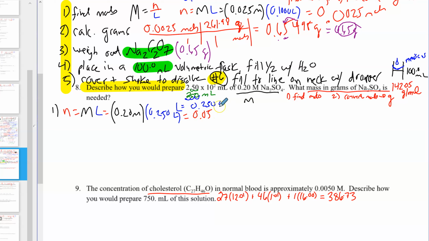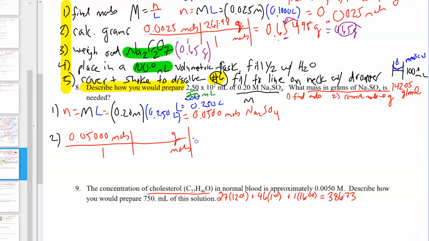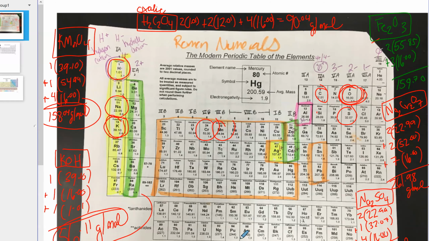0.05. Now, for sig figs, technically we need to have 3, so we'll say 0.500. And that's going to be how many moles of the sodium sulfate I have. Number 2, I need to convert those moles, 0.0500 moles of sodium sulfate, and I want to cancel out my moles, and I want to go to my grams. Okay, whenever you see grams, periodic table, sodium sulfate.